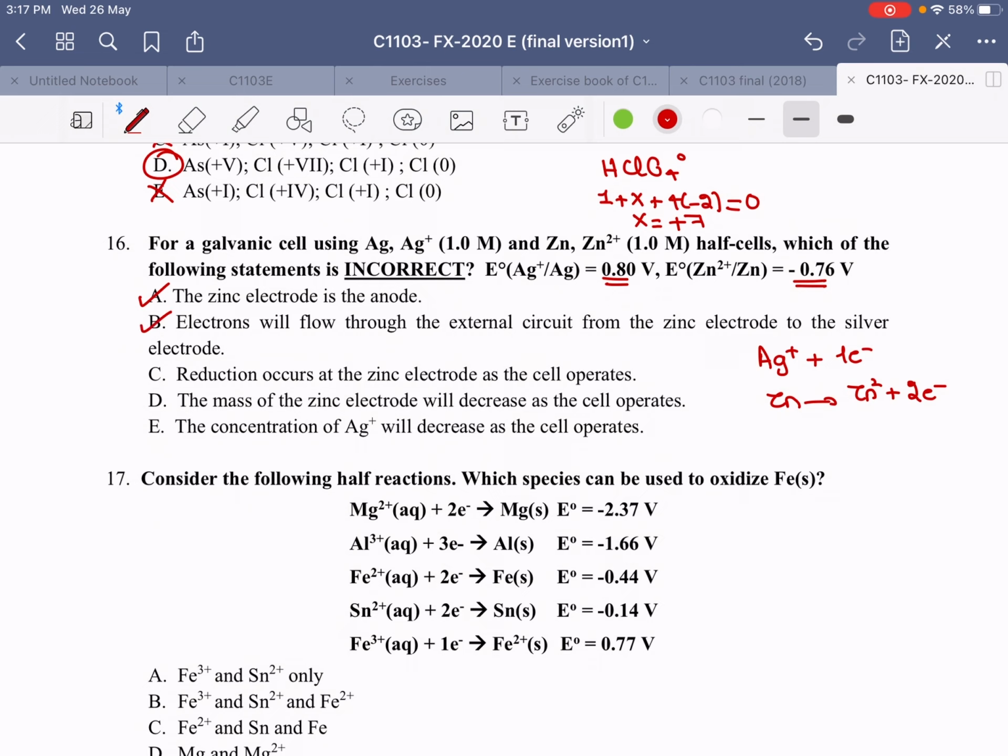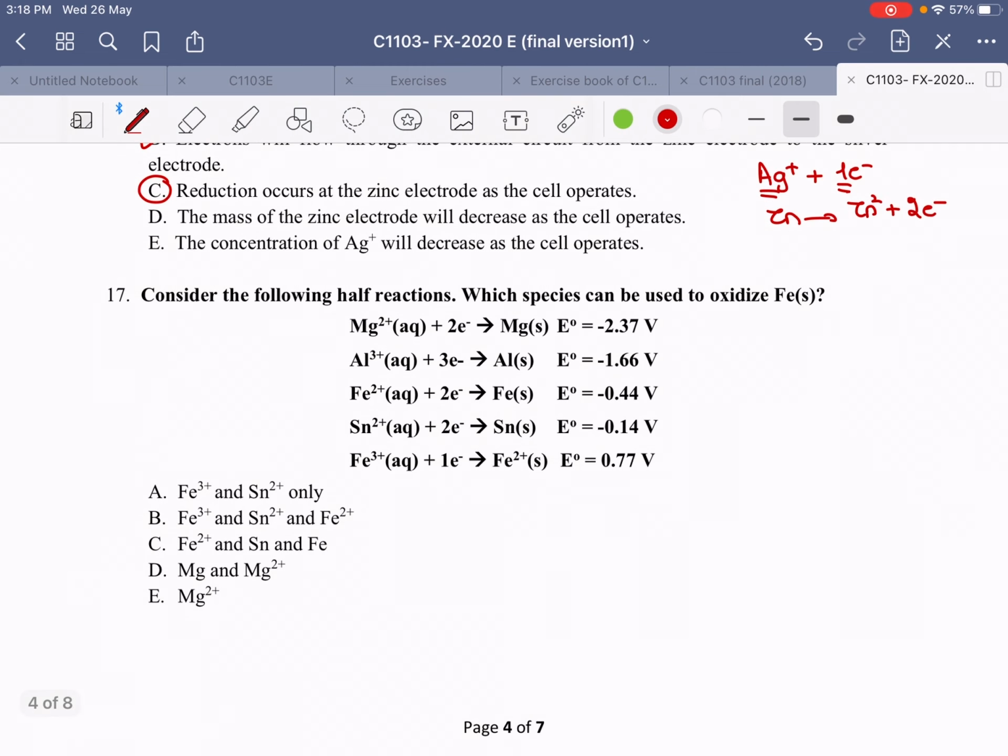This is correct. Reduction occurs at the zinc electrode. This is not correct. في وقف هون أو في يكفي. The mass of the zinc will decrease أكيد لأنه الميتال عم بيتحول لأيون. Okay, concentration of Ag plus will decrease أكيد لأنه Ag plus will gain one electron to become Ag solid. Good.